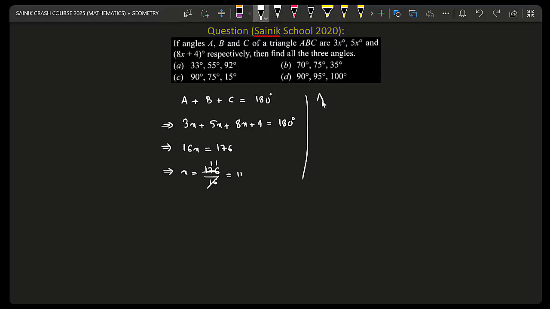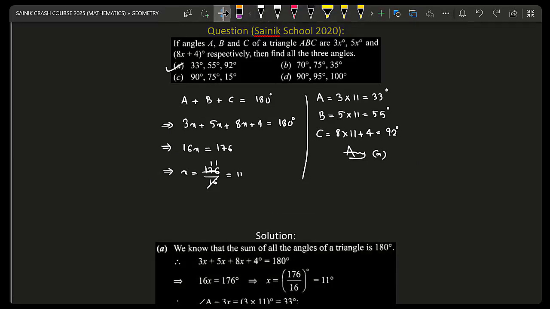What is A? A is equal to 3 into 11, in place of x we substitute 11, so 33 degrees. And what is B? 5 into 11 equals 55 degrees. And what is C? 8 into 11 plus 4 equals 92. Which option is correct, Pranay? Option C, 33, 55, 92. Yes, very good, Pranay. That's the correct answer. You can mute now.